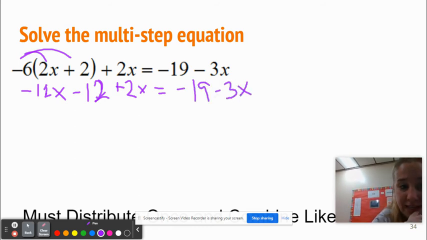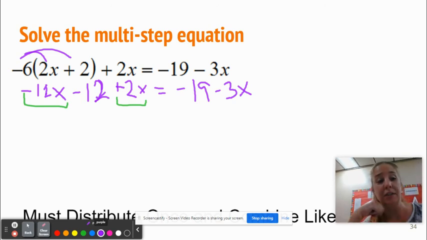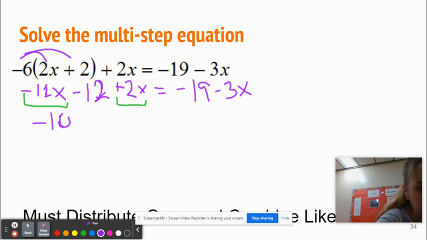But now something has happened. We have like terms on the same side of the equal sign that must be combined. So negative 12x plus 2x. Well, you owe 12, you have 2, you would still owe 10 at the end of the day. Negative 10x minus 12.